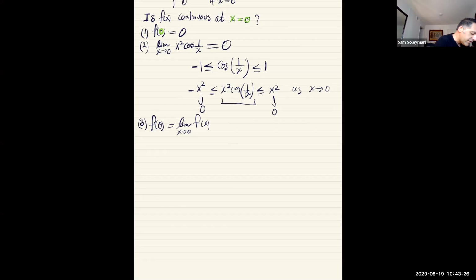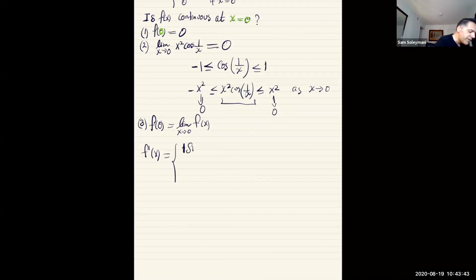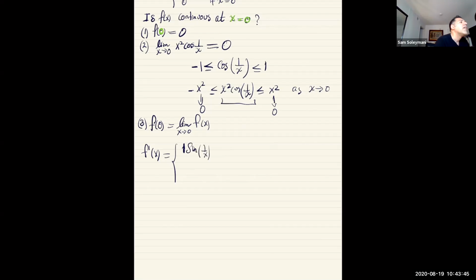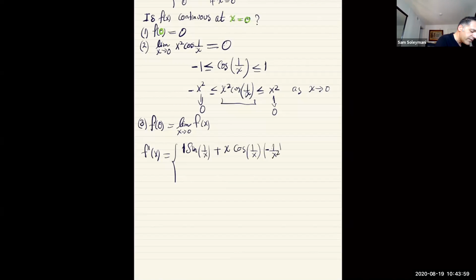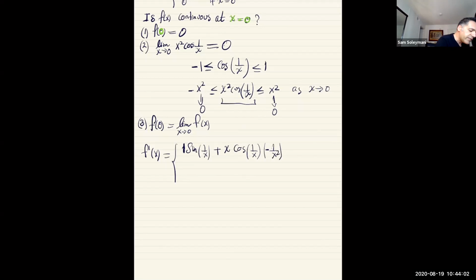All right, so let's take the derivative here. F prime of x, you have to use the product rule and chain rule. So I get the derivative of x is 1 times sine of 1 over x, plus x times the cosine of 1 over x, which is the derivative of sine, times the derivative of 1 over x by chain rule, which is negative 1 over x squared. That's if x is not 0, and 0 if x is 0.